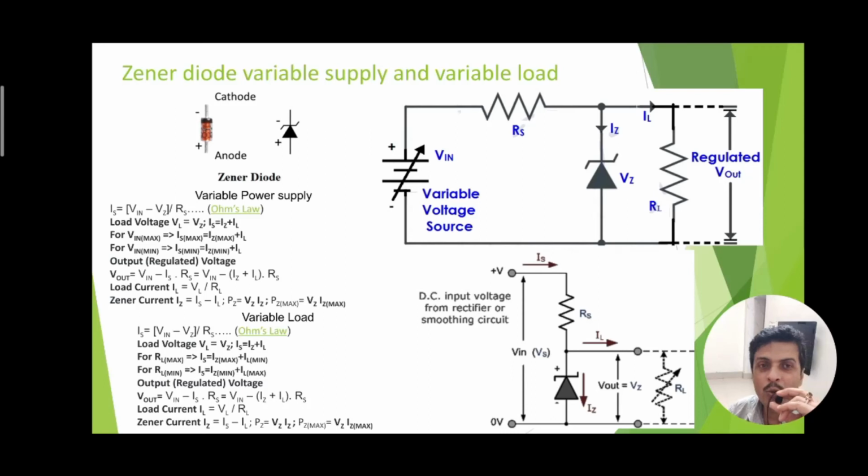The load current and the load resistor are inversely related. That means if the load current is increased, the load resistance has decreased. But if the load current is decreased, the load resistance has to increase. So this is all about the Zener diode applications.